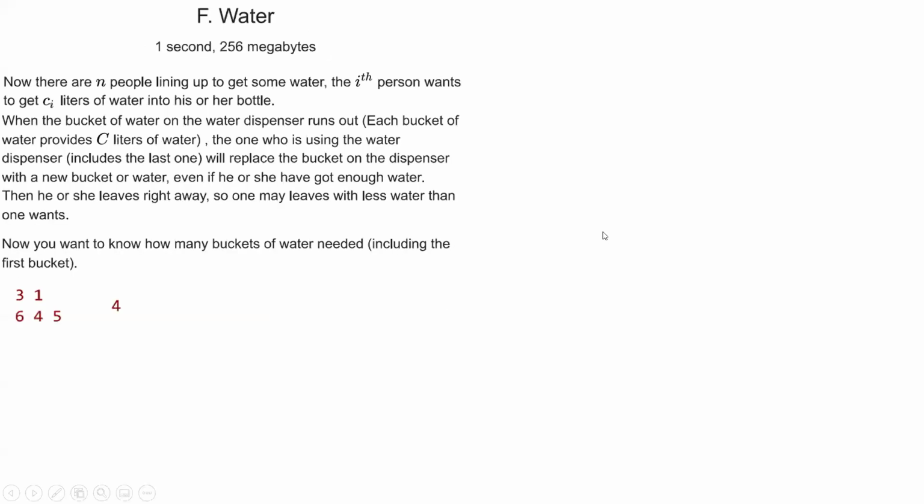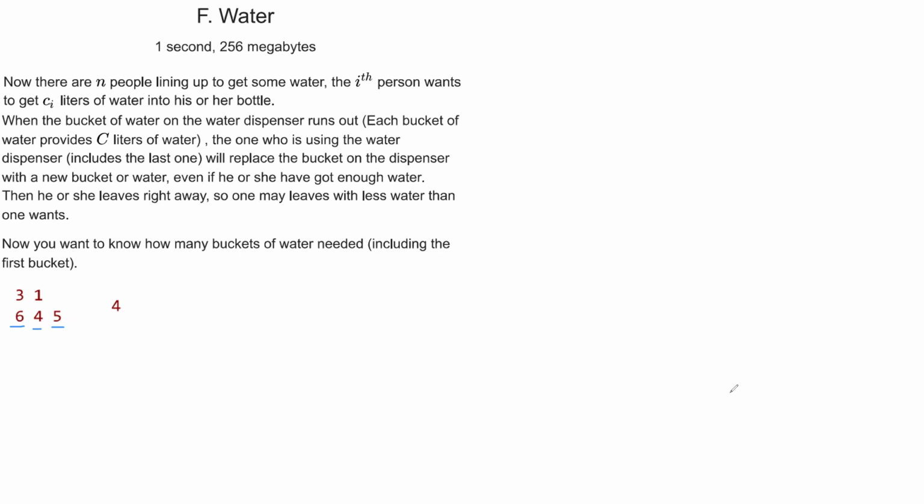Next question was water, which is a very simple question. So here we are given some limit. We have a line of people that want to get some water. The first person wants 6 liters, the second person wants 4 liters, the third person wants 5 liters of water.